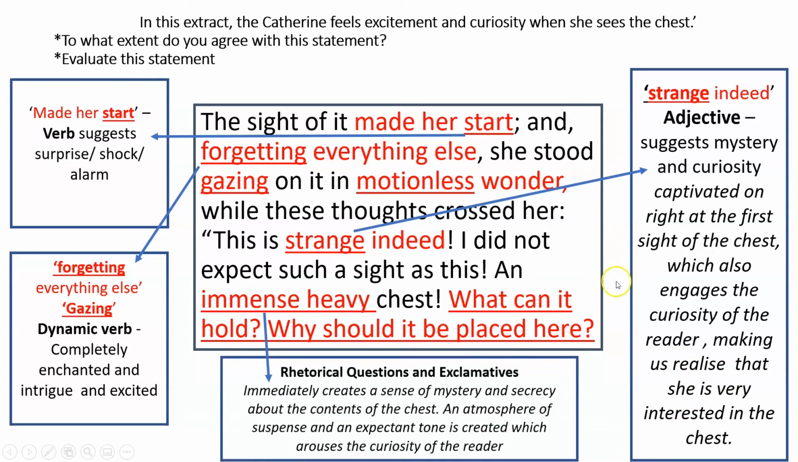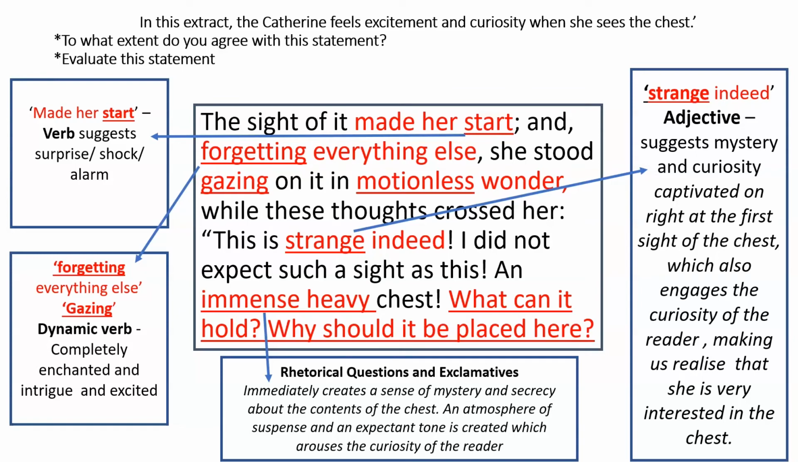Okay, and then of course, our old friend, the rhetorical question: what can it hold? Why should it be placed here? Such an immensely heavy chest. All of these short sentences are, firstly, an exclamative, and these are rhetorical questions. Immediately, this creates a sense of mystery and secrecy for the reader as well as Catherine, because we are now curious through Catherine's reaction about the contents of the chest.